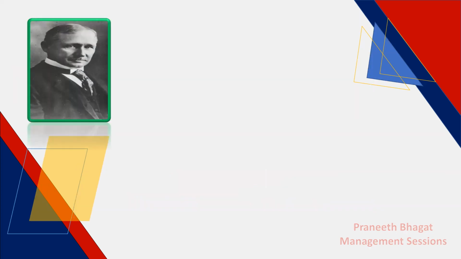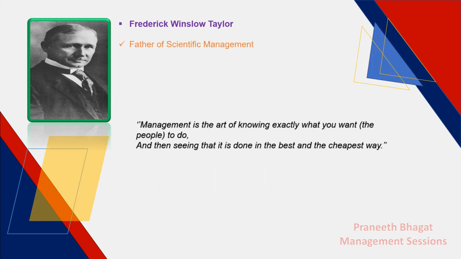Moving on to the first contributor, he is Frederick Winslow Taylor, commonly known as F.W. Taylor. He is also called the father of scientific management. Now he says that management is the art of knowing exactly what you want the people to do and then seeing that it is done in the best and the cheapest way. Skillful or efficient managers always get their work done very efficiently. Efficiency is measured in what kind of cost you're saving for your organization, whether you're getting the same kind of work done in a cheaper way or not.